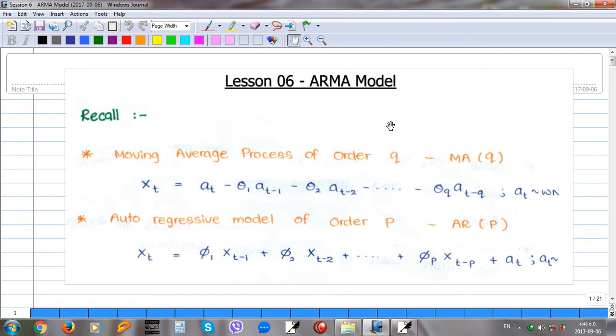STA 3624 Time Series Analysis and Forecasting. Lesson 6: Autoregressive Moving Average Model, ARMA Models.